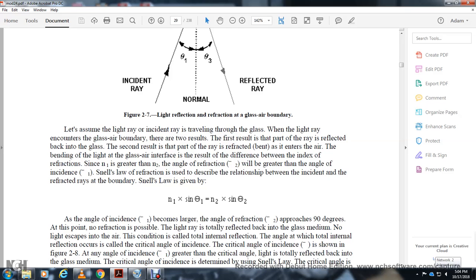Snell's law describes the relationship between the incident and refracted ray at the boundary. Snell's law is given as the index of refraction n1 times the sine of theta 1 equals the index of refraction n2 times the sine of theta 2.